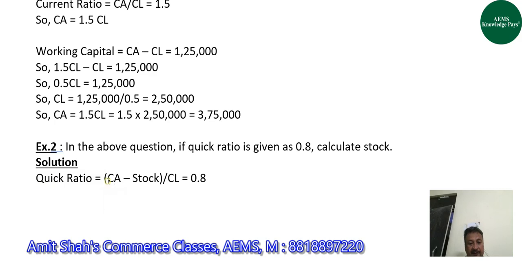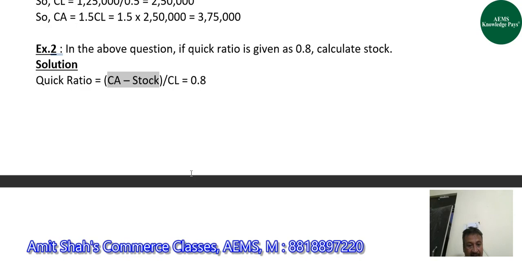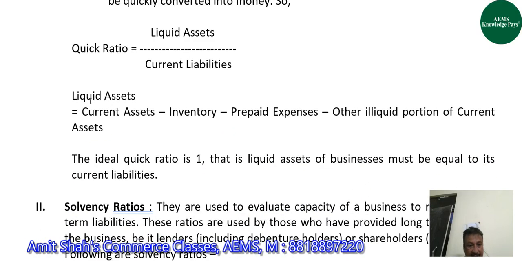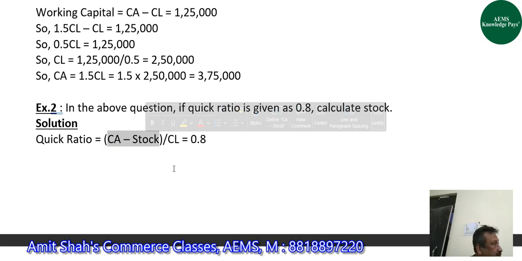Quick ratio is nothing but liquid assets upon current liabilities, and liquid assets are current assets minus stock minus prepaid expenses. I have recently explained you that, guys. Since in this question we do not have any information about prepaid expenses nor any illiquid current assets, that is why we assume that there is only stock that we have subtracted from current assets. Are you getting this or not, guys?